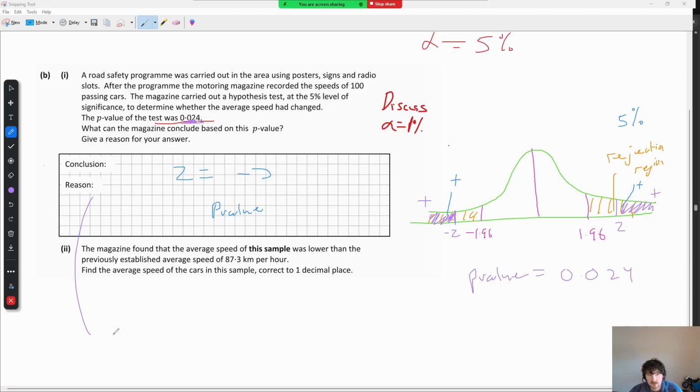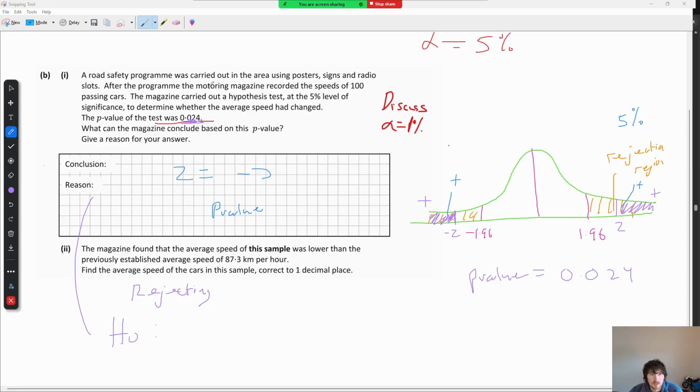So what happens is we would be rejecting H0, and we do not reject H1. H0 would be the hypothesis that says there's been no change.